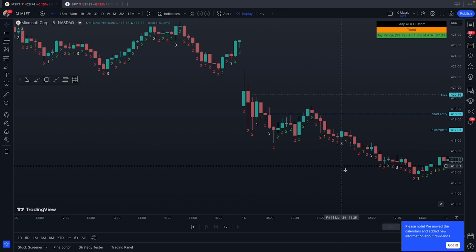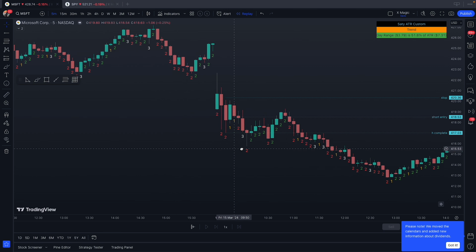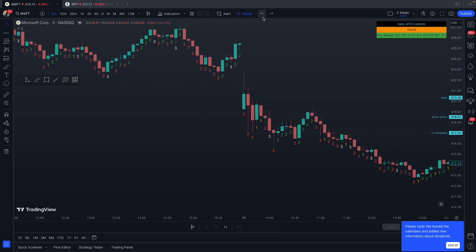It retraced back up, but of course kept on dying down. Personally, for me, once it completed H, and I probably took some off down here, if there was a target that I had, I would have been stopped out on this little retracement here, because it came back to my entry. And you never let a winning position go red.